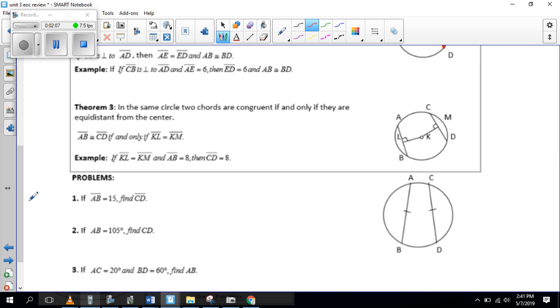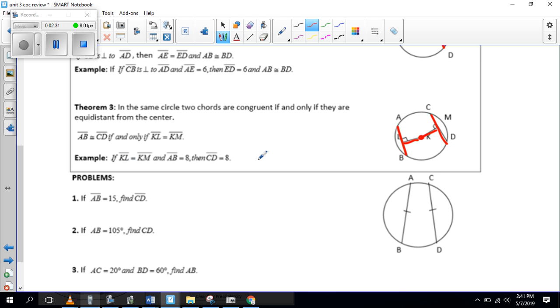Okay, the next theorem says, in the same circle, two chords are congruent if and only if they are equal distance from the center. So here's our center. Our center is K. So I know this chord is the same distance as this one. And it makes these congruent.